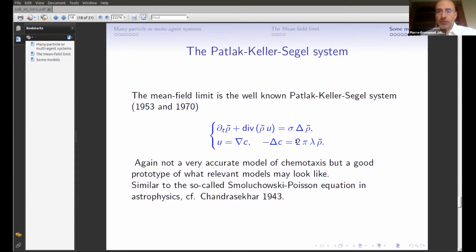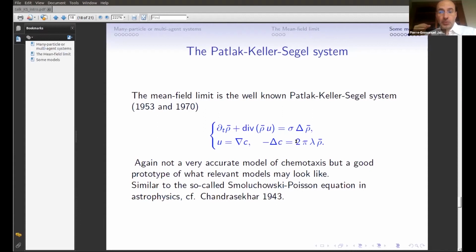There's also a fun fact: this is actually connected to astrophysics, because it looks very much like the so-called Smoluchowski-Poisson equation that had been derived by Chandrasekhar in the 40s. All right, two bits of differences here in the way I'm writing it in comparison to the way we usually write it in PDEs.